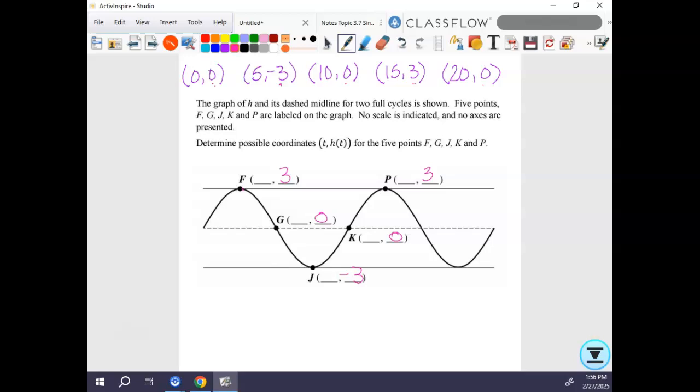So then when I go up here to figure out where I'm going to put 0, 0, 0, 0 cannot go here because I have to give ordered pairs for F, G, J, K, and P that make sense in the problem situation. And although these problem situations change, the input is going to be time on every single one of them. If this X value is 0, this X value would have to be negative, right? Can you have a negative time? No. So I can't put it here.